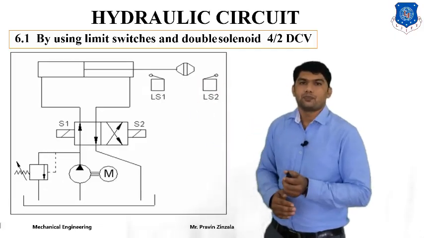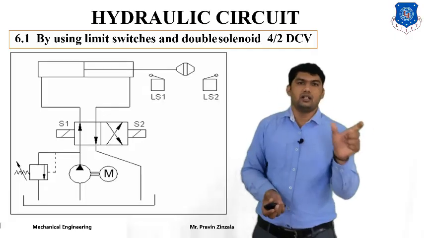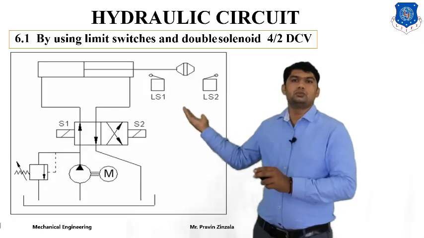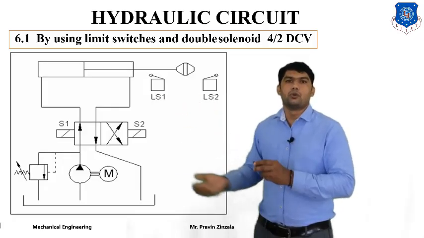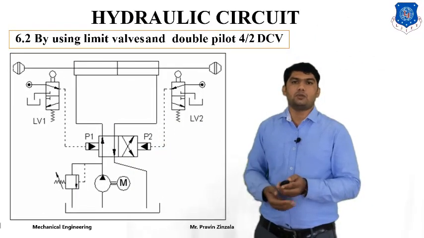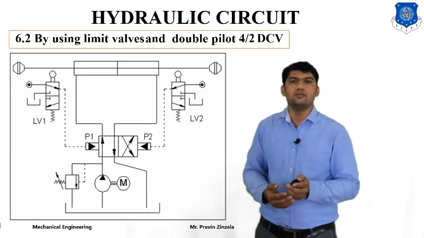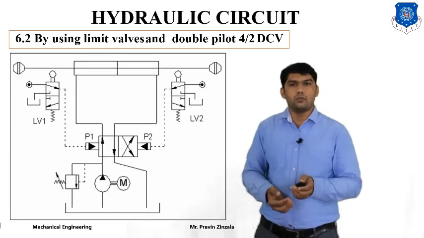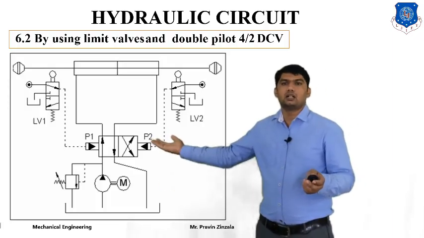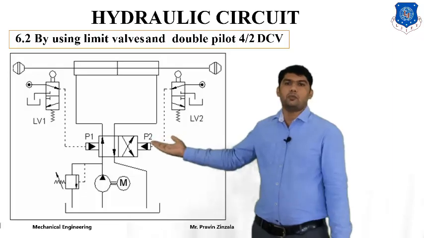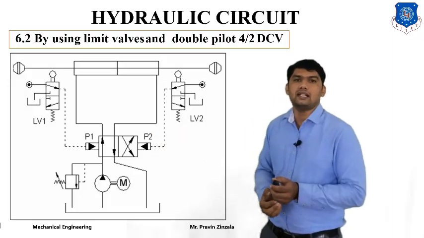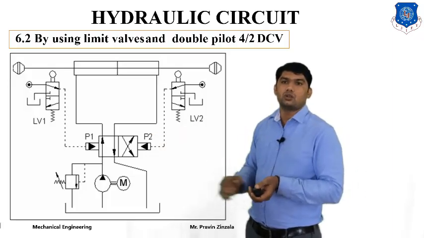So we can get the continuous motion for extraction and retraction by utilization of two limiting switches and a double solenoid 4x2 direction control valve. Second example of continuous operation is by using a limiting valve and a double pilot 4x2 direction control valve. So this is the power pack, this is the 4x2 direction control valve, pilot operated means P1 and P2. Pilot means we can utilize the pressurized energy for operation of the direction control valve.